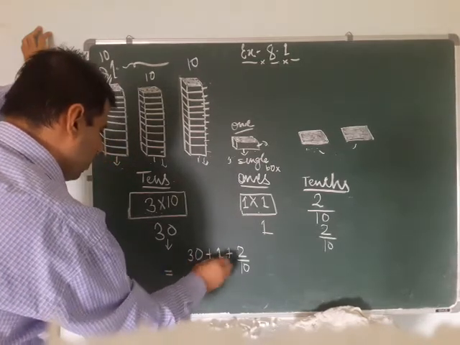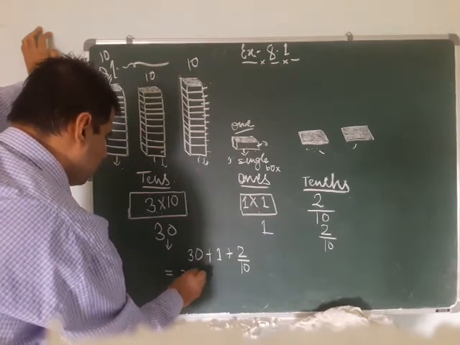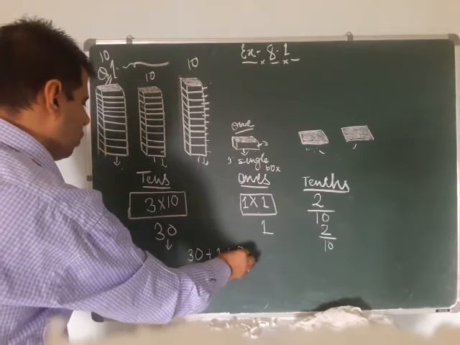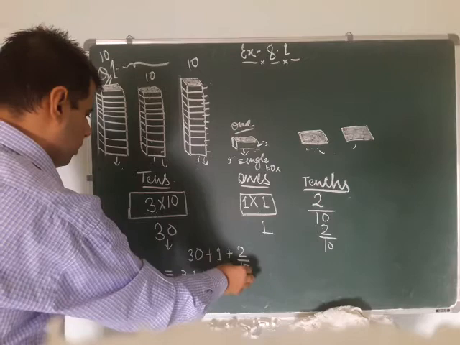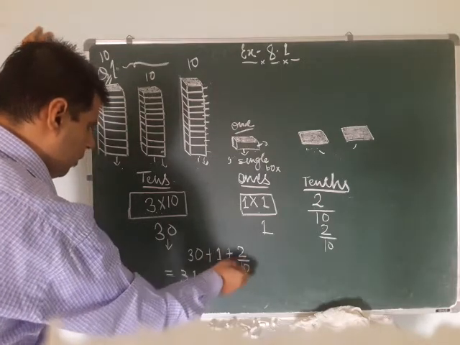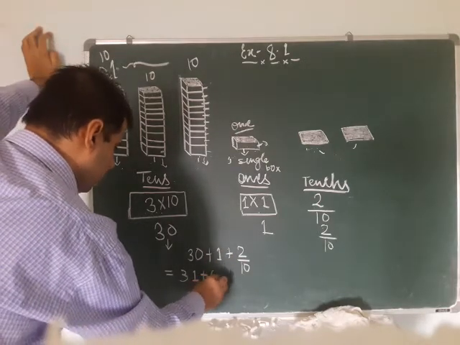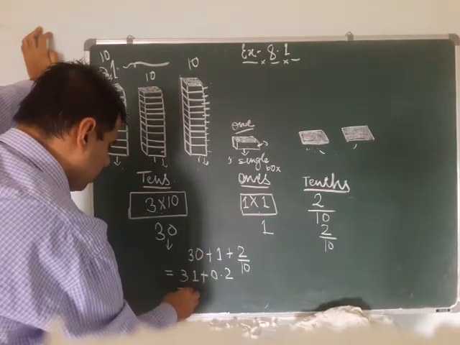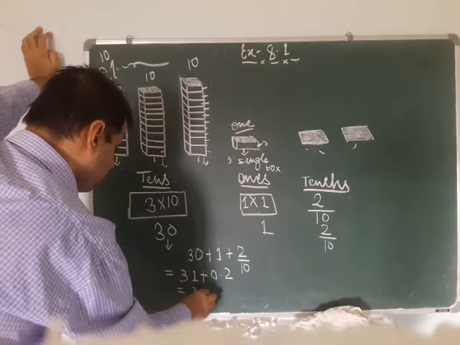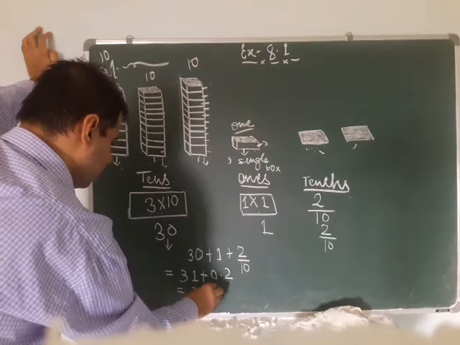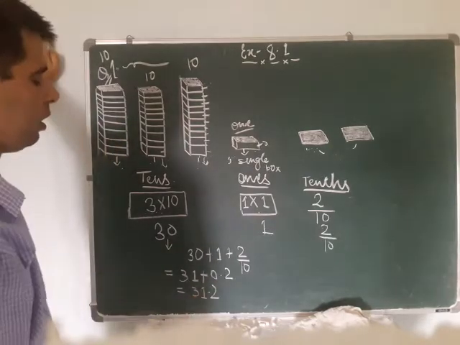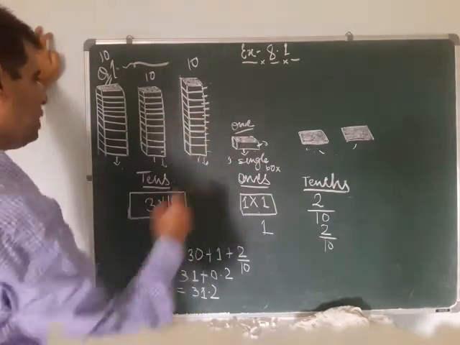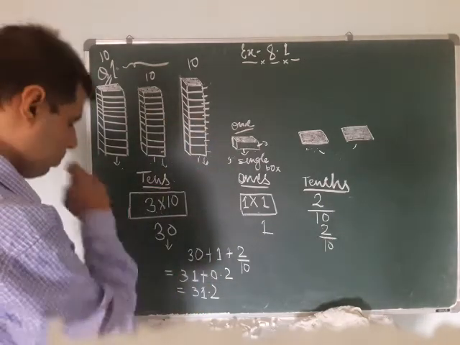Thereafter we will write 3 plus 1, it will be 31, plus we know that the decimal equivalent of the fraction 2 by 10 will be 0.2, so it will be 31.2. So student, the numeral value of this figure is 31.2.